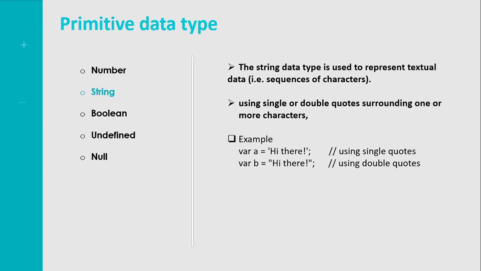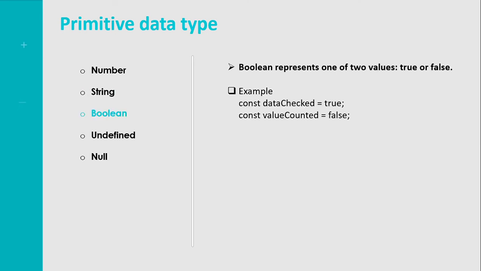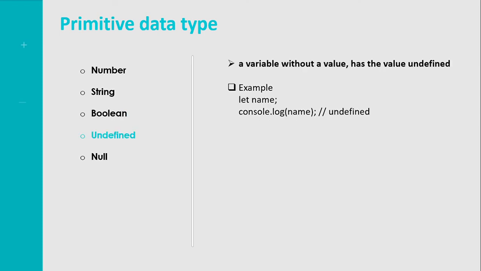Then string. The string data type is used to represent textual data or a series of characters. Strings are created using single or double quotation marks surrounding one or more characters. Then Boolean. This data type represents logical entities. Boolean represents one of two values: true and false.